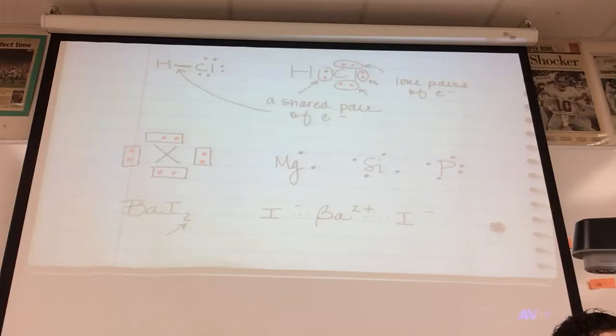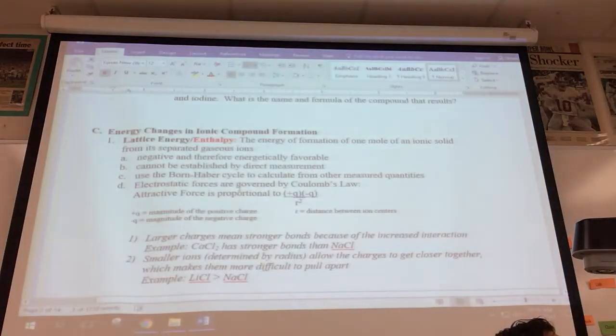What is important is the next piece. It'll become critically important in a subsequent chapter, but we'll introduce the concept here. You can look at energy changes that occur as ionic compounds form.